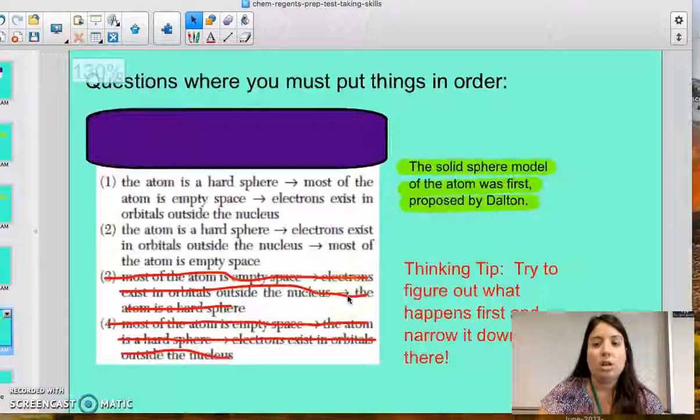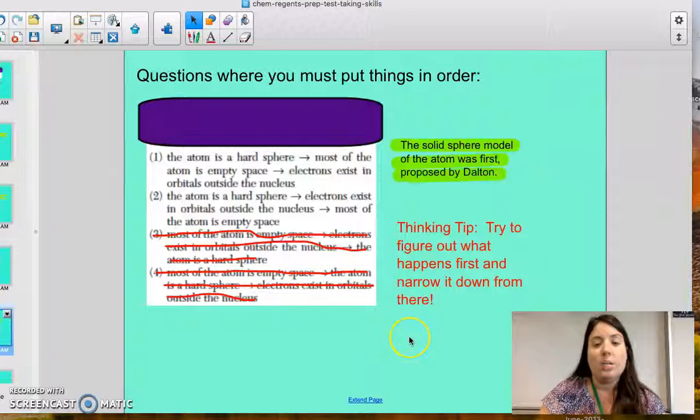So if we take a look here, this is about the sequence and the history of how we learned about the structure of the atom. Again, our solid sphere model of the atom was first proposed by John Dalton. Okay, so we learned that the atom was like a hard sphere before we learned about this empty space concept. So that allows us to eliminate choices 3 and 4.